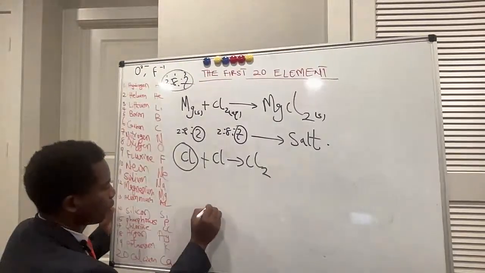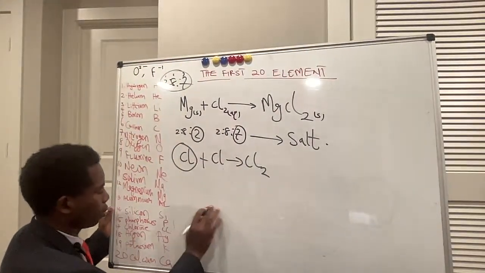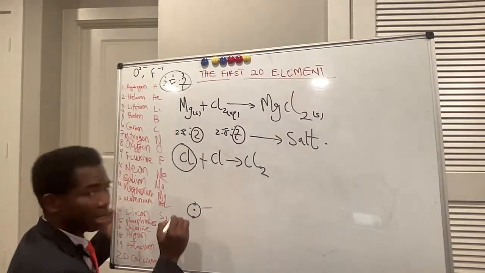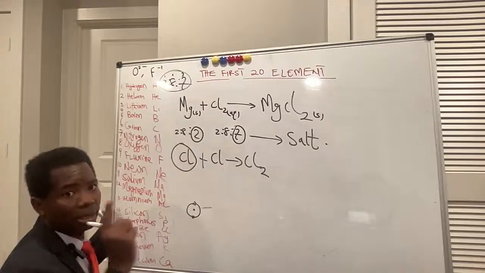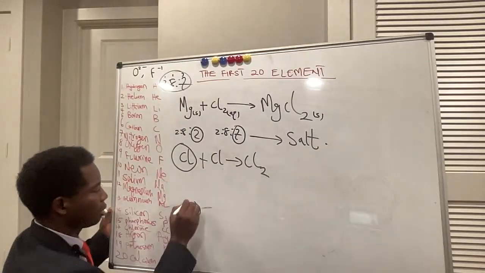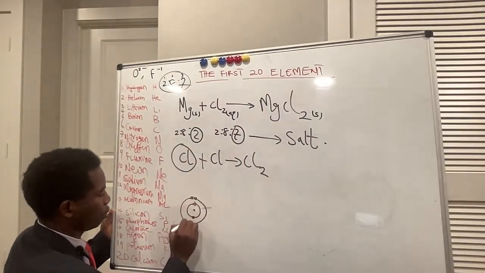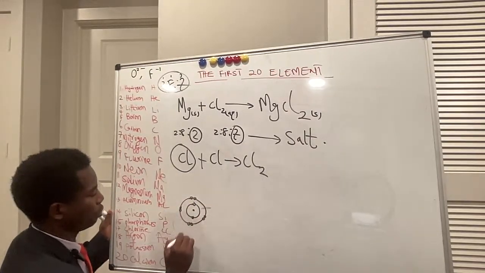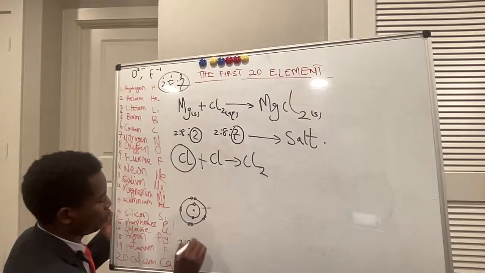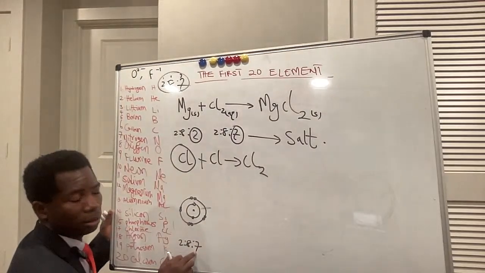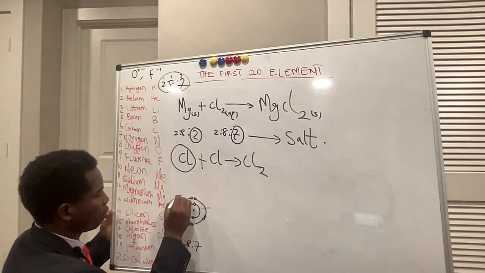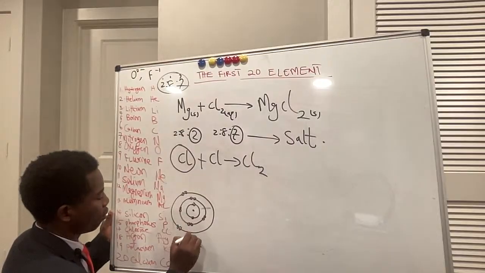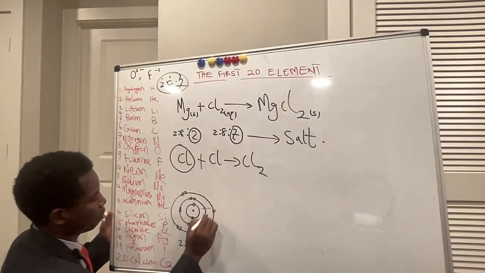So let's proceed. First shell takes a maximum of 2. Second shell takes a maximum of 8. 1, 2, 3, 4, 5, 6, 7, 8. 2.8.7. So we want to add electrons to make chlorine a complete atom. 1, 2, 3, 4, 5, 6, 7.